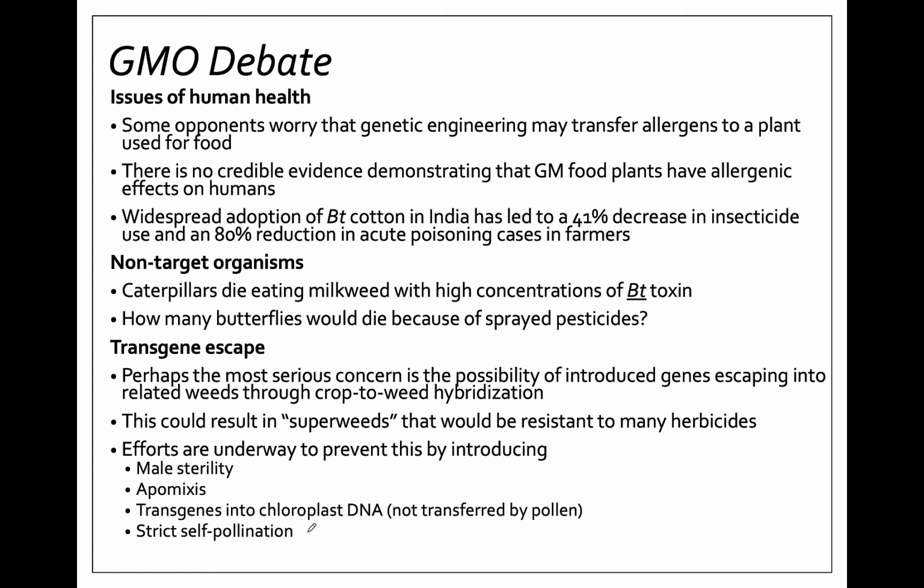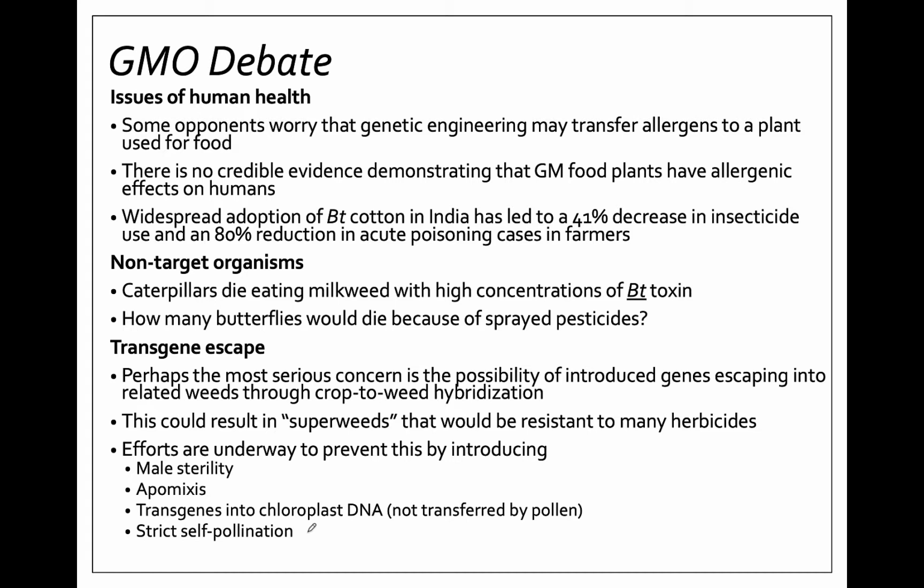In general, the widespread consensus is that genetically modified plants tend to be beneficial. So specifically BT, that's that toxin. Cotton in India has decreased insecticide use. And this results in a huge reduction in poisoning.